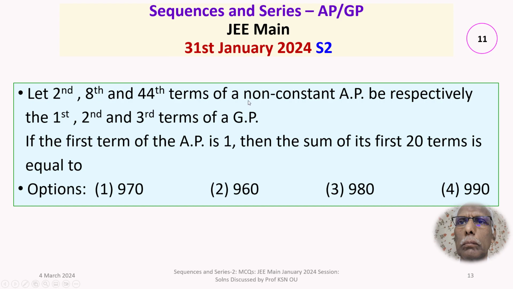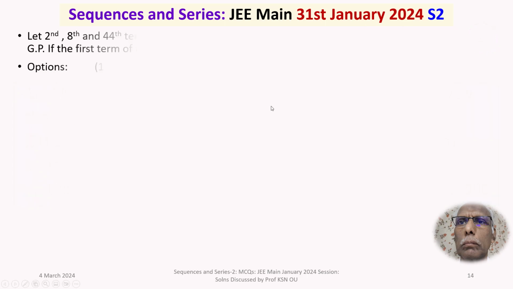So we are given a non-constant arithmetic progression in which the second, 8th and 44th terms are respectively the first, second and third terms of a given GP. So one is AP, the other is GP. It is given that the first term of the arithmetic progression is 1, then the sum of the arithmetic progression's first 20 terms is equal to what? So we have to find that. So let's now get into the question and discuss the solution in detail.